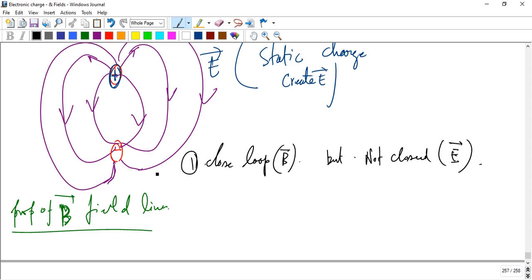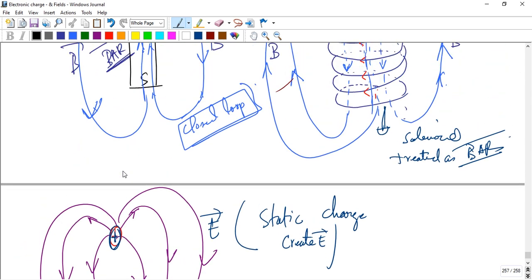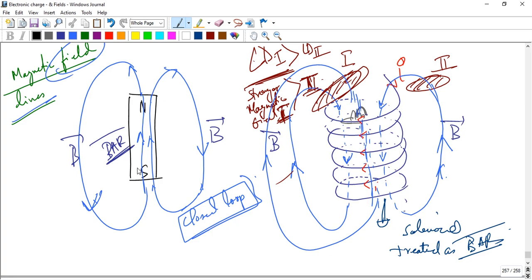Now, another point. If you draw a tangent at any point on a magnetic field line, that's the tangent. This tangent represents the magnetic field B. This blue color represents the line, and if you draw a tangent in that direction, this tangent represents the magnetic field. Clear?